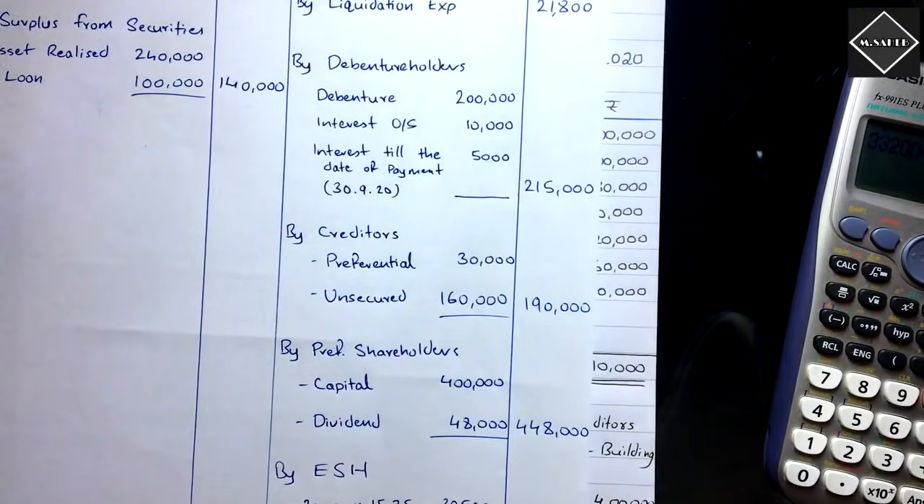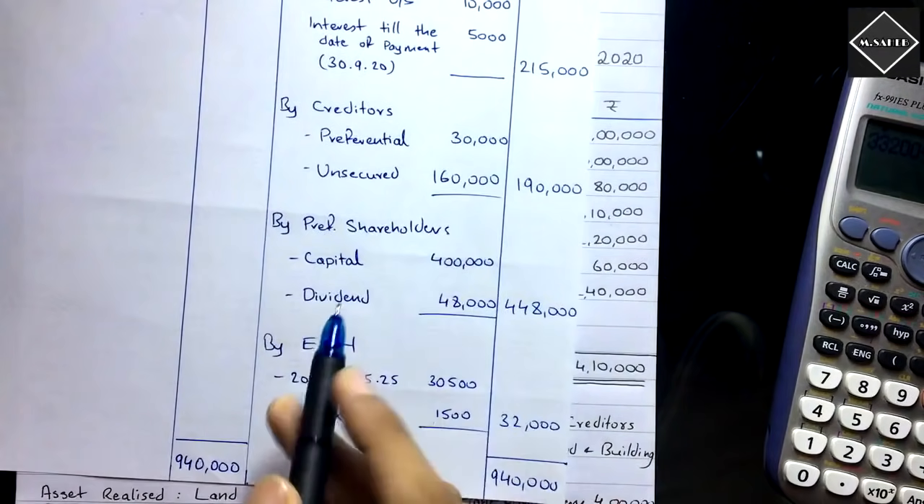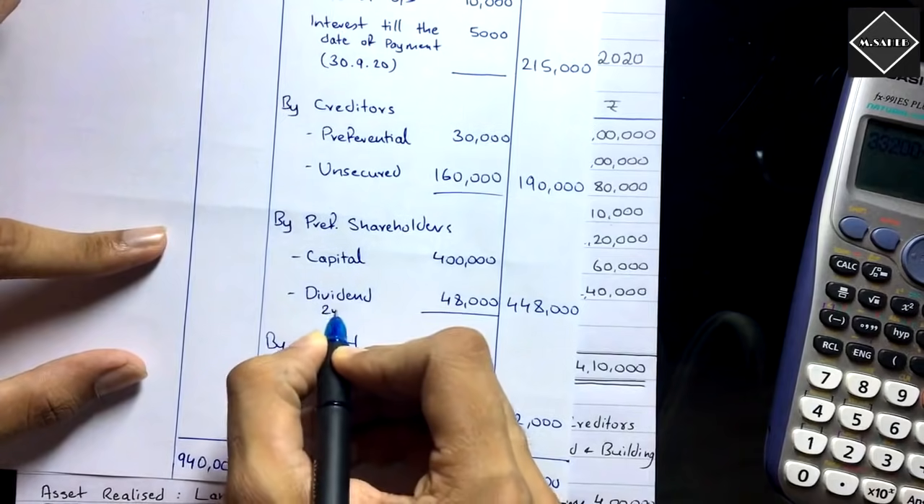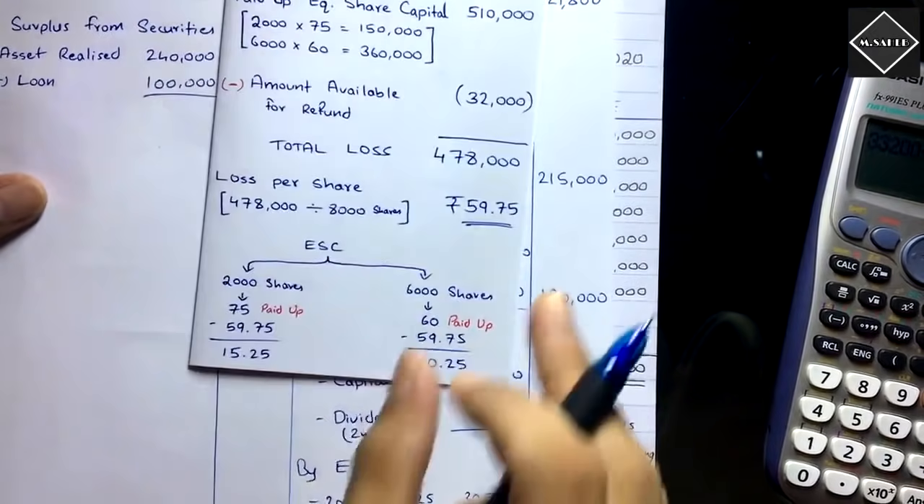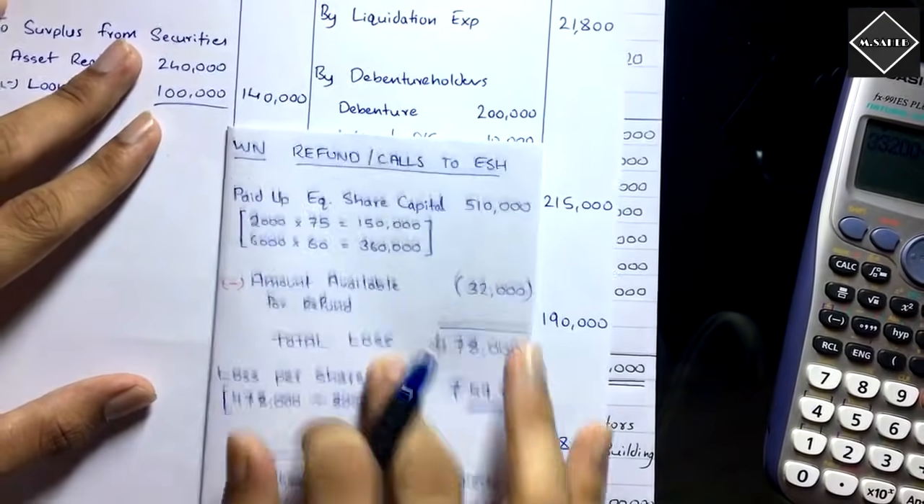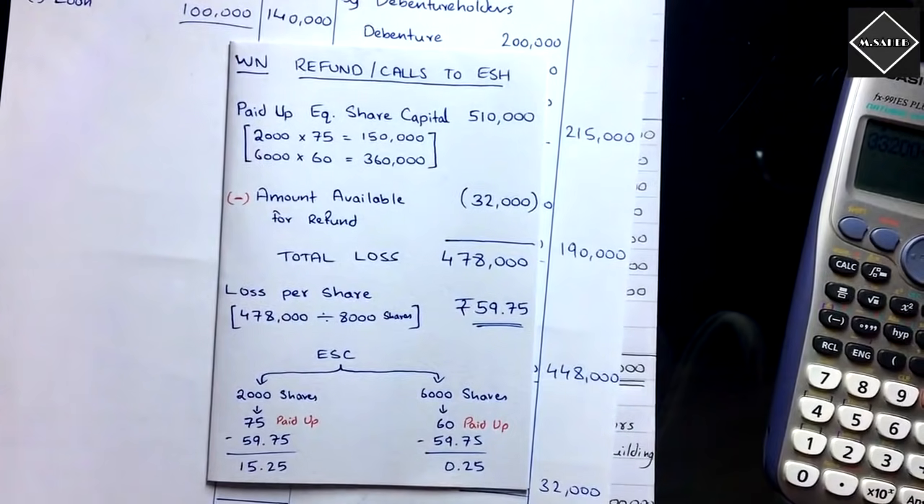Then there are creditors, preferential, unsecured, and preference capital, where dividends were in arrears for 2 years, so this is a dividend of 2 years. Yeah, this is how you have to do it. And this calculation also is very important, and it's very simple, it's not tough. This calculation also you have to pay proper attention to.